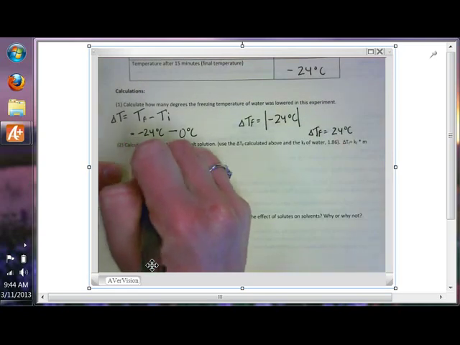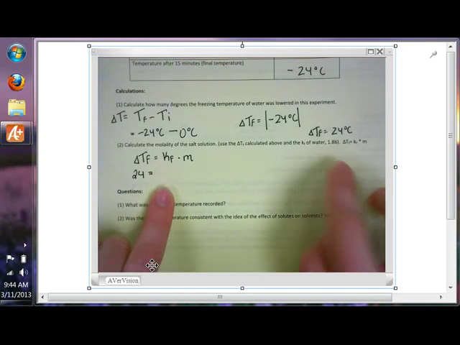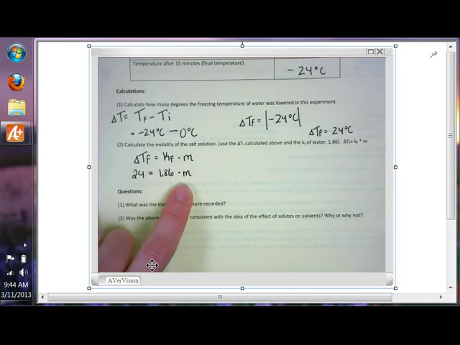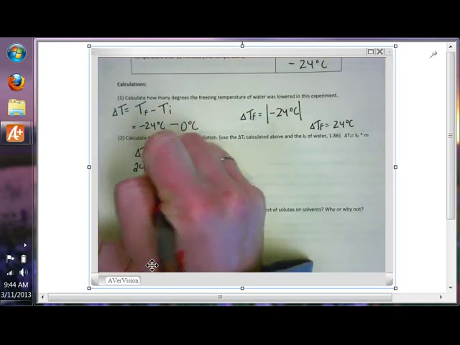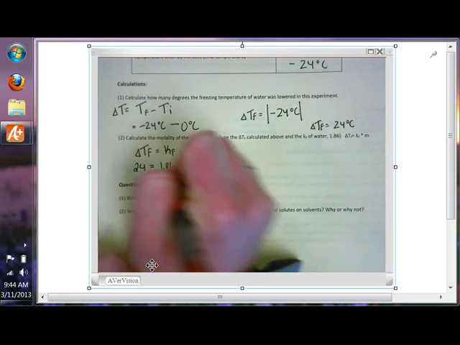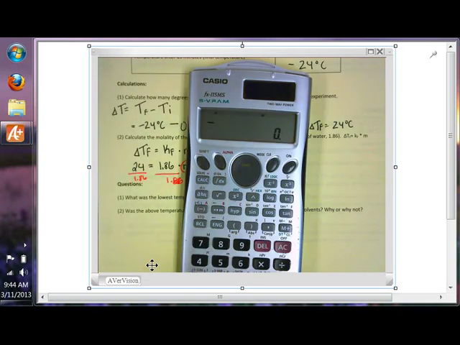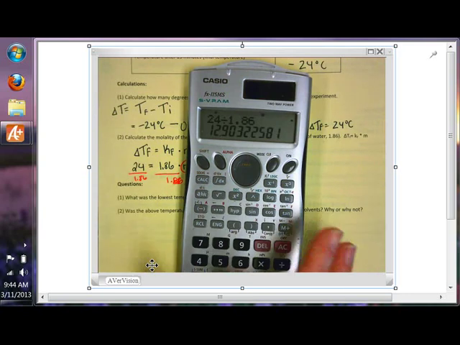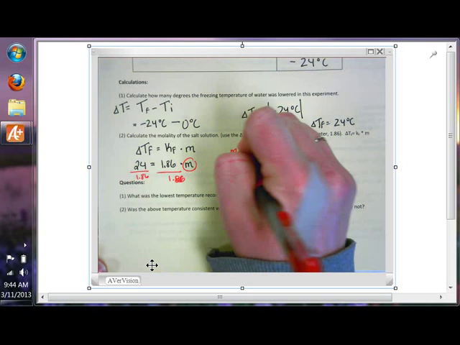The KF of water is 1.86 times the molality, and you're solving for molality. So circle m, you divide each side by 1.86, not 1.68. So 24 divided by 1.86 gives me about 12.9. Remember, give it 3 sig figs. That gives me the molality was 12.9.